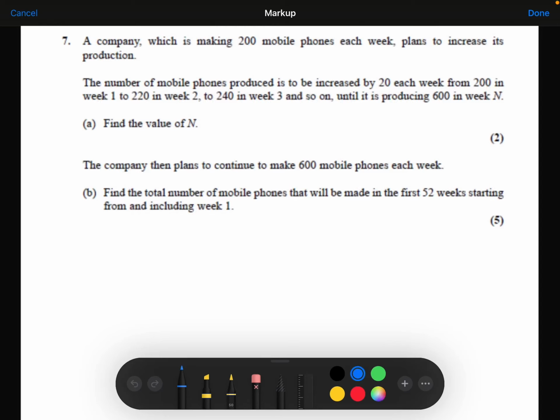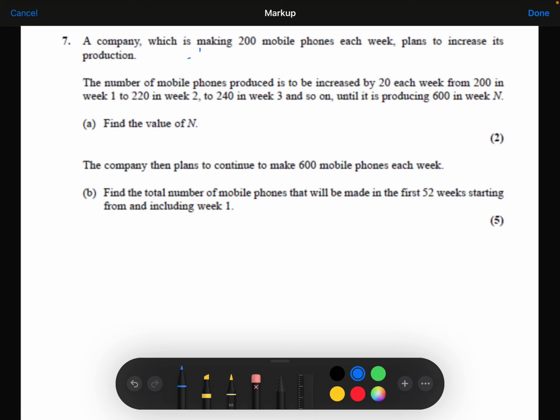A company which is making 200 mobile phones each week plans to increase its production. The number of mobile phones produced is to be increased by 20 each week, from 200 in week 1 to 220 in week 2, 240 in week 3, and so on, until it is producing 600 in week n. We need to find the value of n.